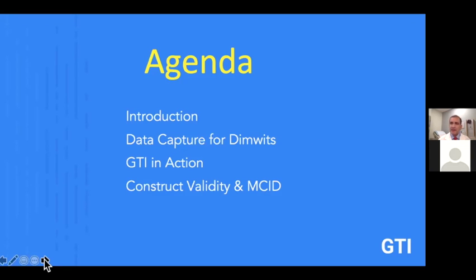We will then have a demo of the GTI in action. Following that, I'll talk a little bit about the construct validity of the GTI and the minimum clinically important difference of the GTI. And then we'll talk about incorporating the GTI into your work.